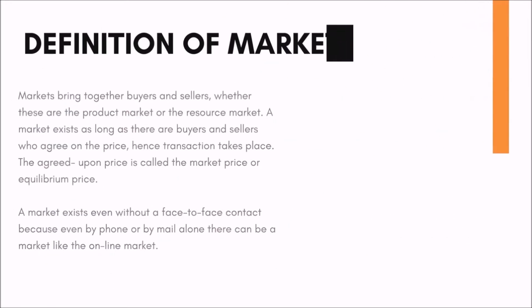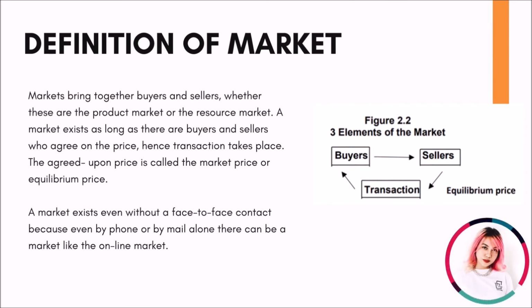After discussing the circular flow for microeconomics, now we head on to the definition of market. Markets bring together buyers and sellers, whether these are the product market or the resource market. A market exists as long as there are buyers and sellers who agree on the price, hence, a transaction takes place.